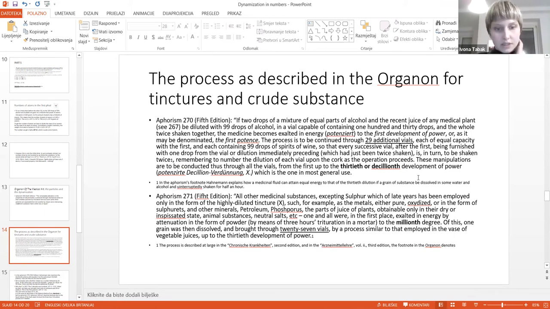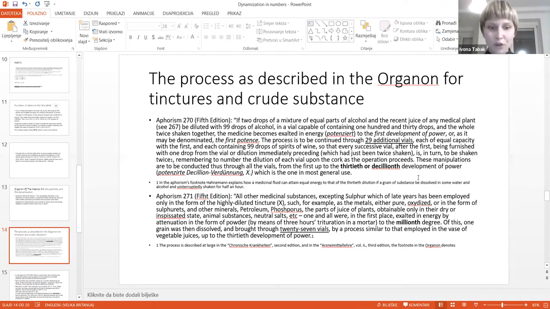But what I found interesting, because one Indian homeopath a long time ago instructed me to look at the fifth edition of the Organon, because he thinks the sixth edition is corrupted for some reason. So I also have the fifth edition, and here in the footnote of aphorism 270, Hahnemann basically, what's the word I'm looking for?